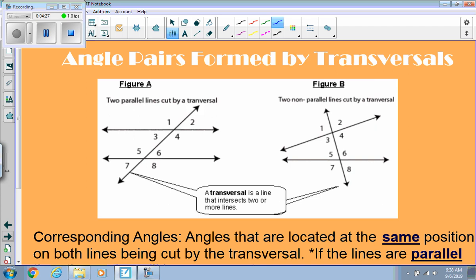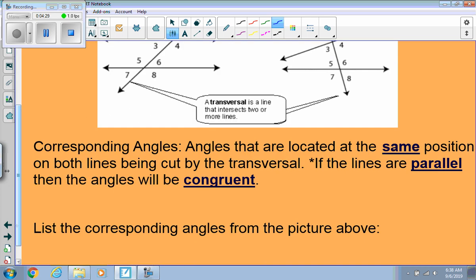The next one is a new one and is the most forgotten. So I want you to highlight, star, underline, do whatever you have to do to remember corresponding angles. Again, this is one of the most forgotten angle pair relationships. Corresponding angles are angles that are in the same position on both lines, but on a different line. They're always going to be congruent.